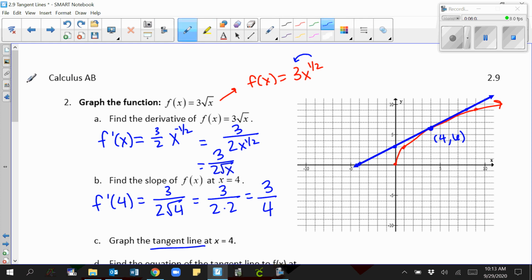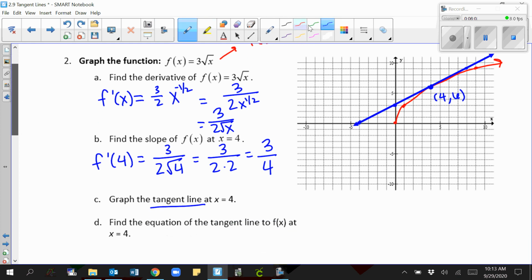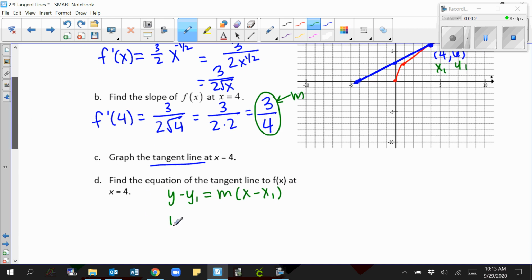So to find my equation for my tangent line, I'm going to be looking at y minus y1 is equal to m times x minus x1. Well, here's my x1 and y1. Right here is my m, the 3/4. So I'm looking at y minus 6 is equal to 3/4 times x minus 4.